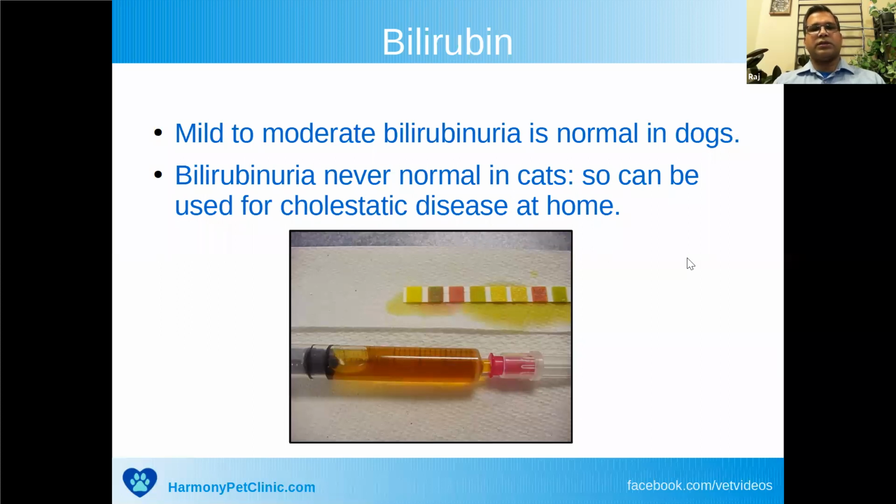So next liver diagnostic is bilirubin. Mild to moderate bilirubin in the urine is normal in dogs, but bilirubin in the urine is never normal in cats. So it can be used as a tool to monitor cholestatic disease at home in cats. The owner can use a strip that changes color, and usually with bilirubinuria the urine is a yellow-orange color.